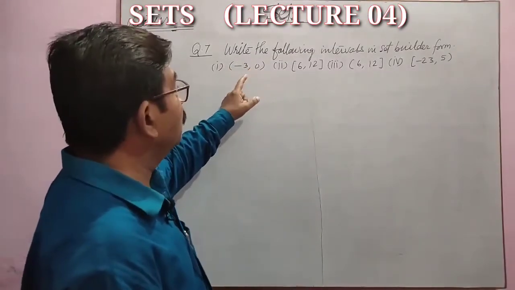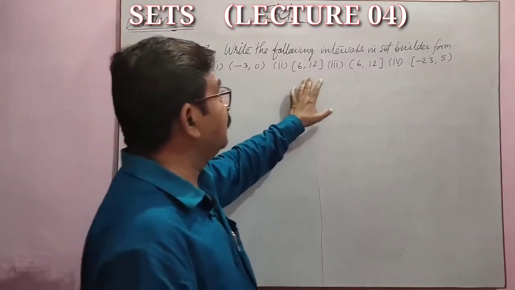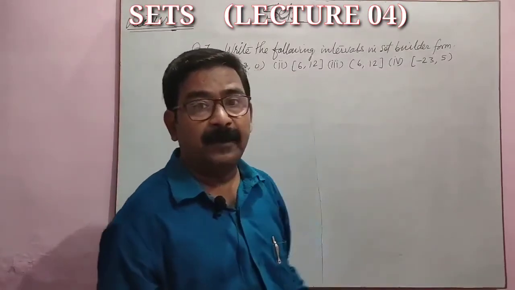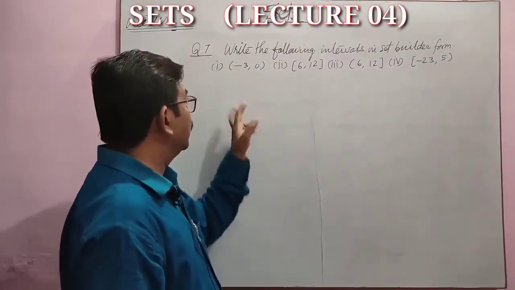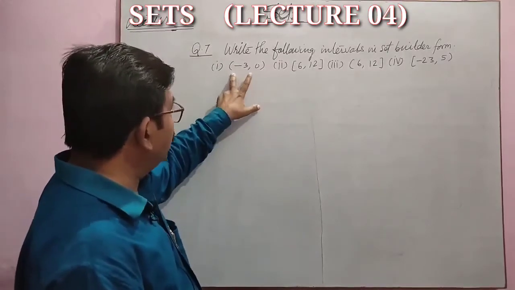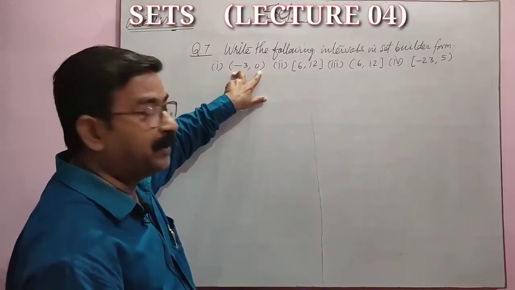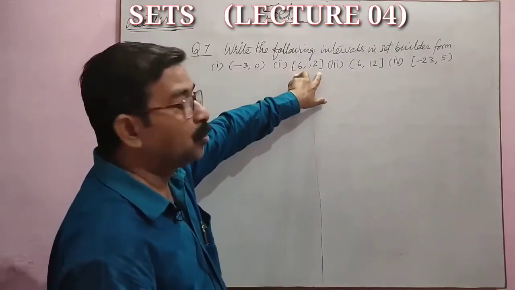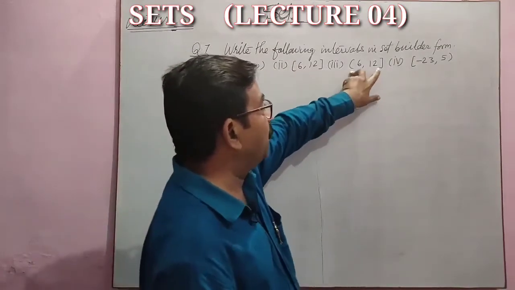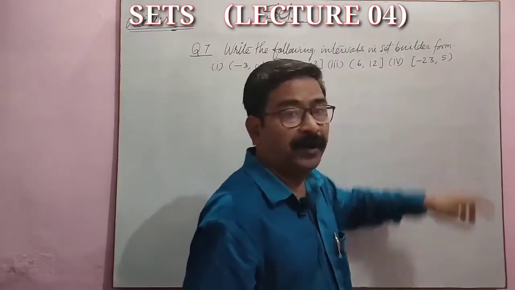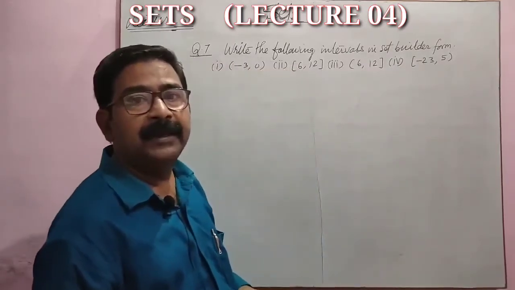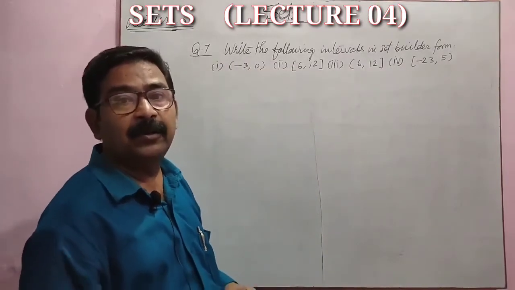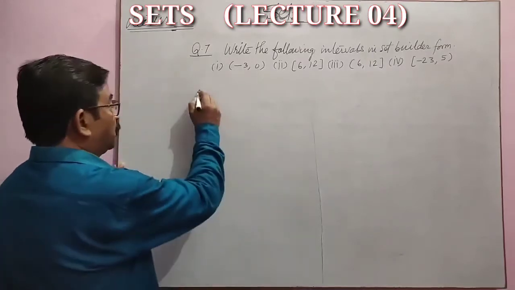In this question we are given the intervals and we have to write all of these in set builder form. See, as I told, this one is both open, this one is both closed, this one is open closed, this one is closed open. So we have to write the inequality as slack inequality and strict inequality. Solution.